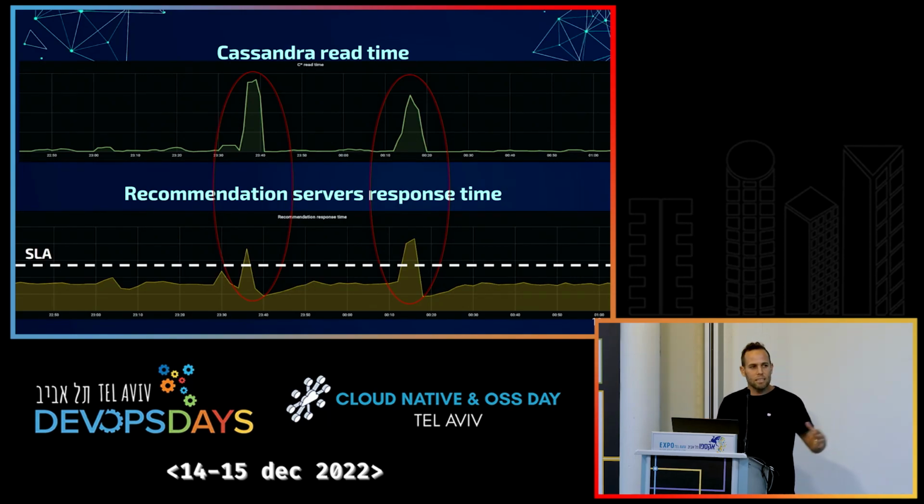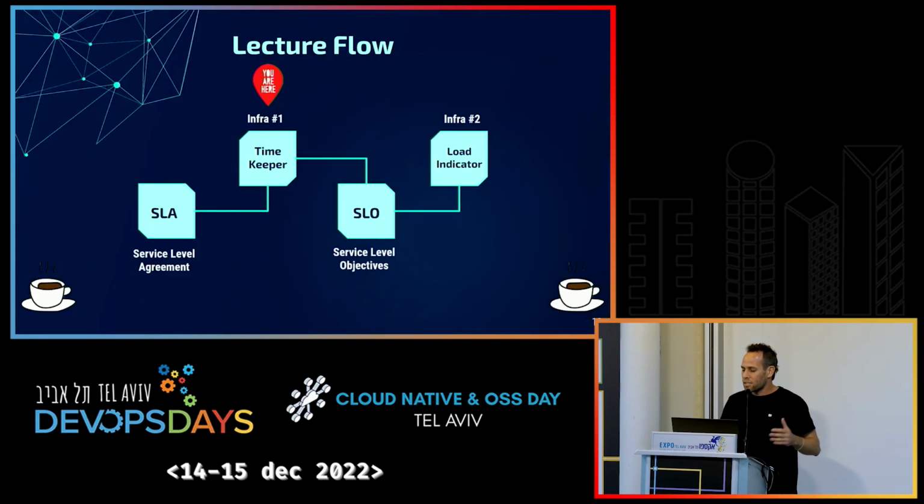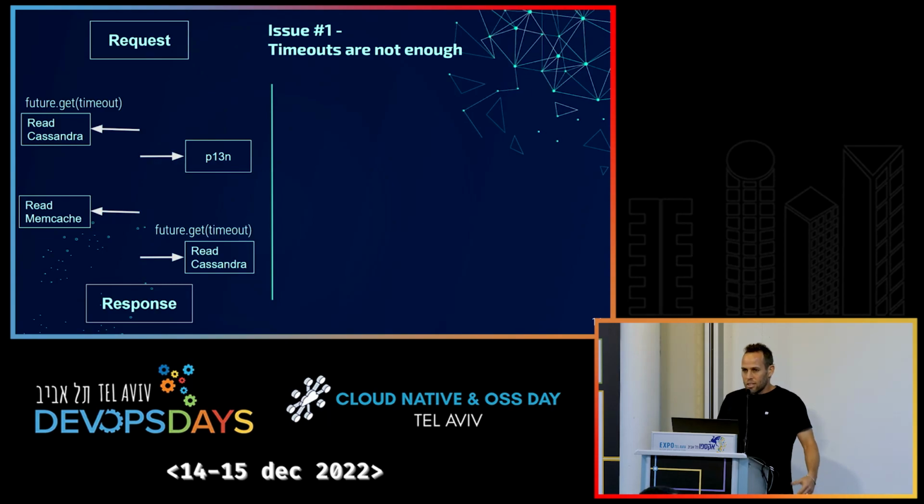Now, a small hiccup in Cassandra, or any IO affecting our services in such a way, is something that we cannot put up with. What is even more worrying is the fact that there is a timeout in the code, which the developer already did. So why is this not enough? And this is the first issue, and this is the motivation we went in developing the first infrastructure, the timekeeper. Now, the timekeeper comes to solve 3 issues. I will start with the first one. Timeouts are not enough.